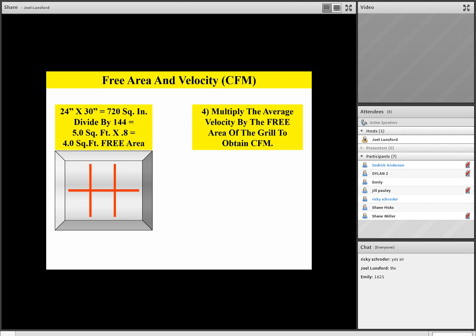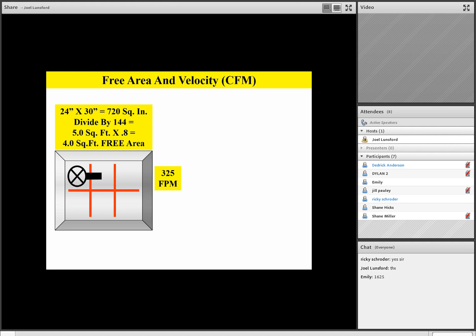So clear your calculator for me, and our first reading is 325 feet per minute. And then add the next reading on your calculator. So 325 plus 355 is our next reading.